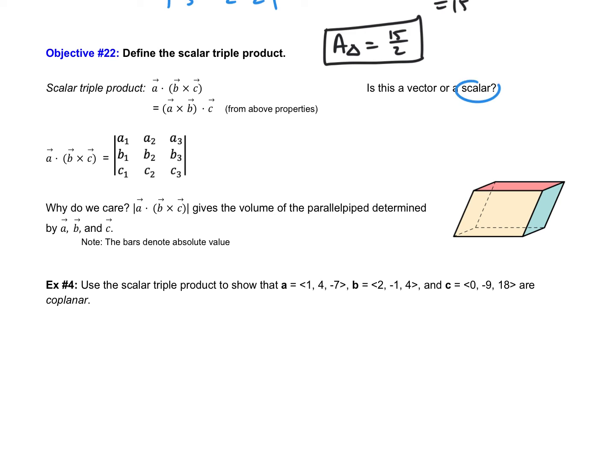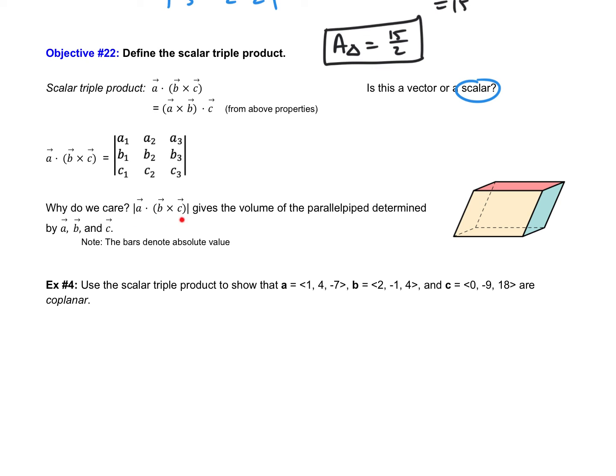Dot product will give us a scalar. So this is going to be a scalar, not a vector. Now, another way to write this is we're finding the determinant of the matrix that has all 3 sets of components. Now, the question again that we should always ask is, why do we care? So why do we care what the scalar triple product is?